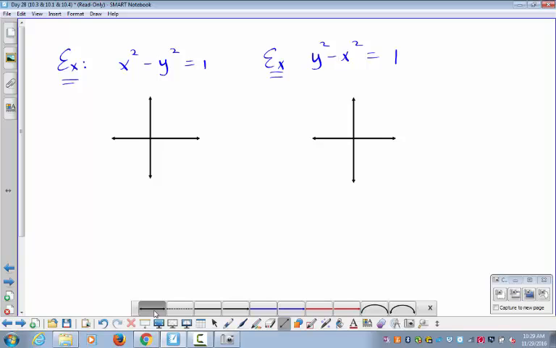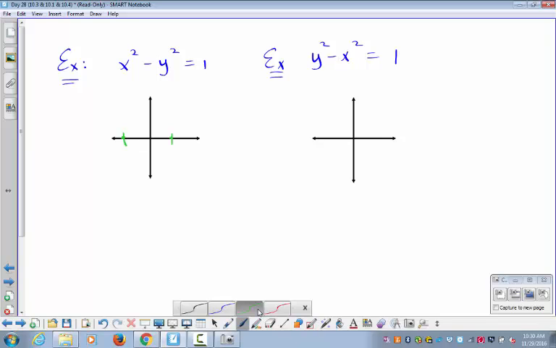And like with the ellipses, we look for intercepts. So for this guy, what are the x-intercepts? And to find the x-intercepts, what do we plug in for y? 0. And so then we have x squared equals 1, so x is equal to plus or minus 1. What about y-intercepts? Does it have y-intercepts? What would you plug in to see the y-intercepts? 0 for x, and then what do you get? You get y squared equals -1.